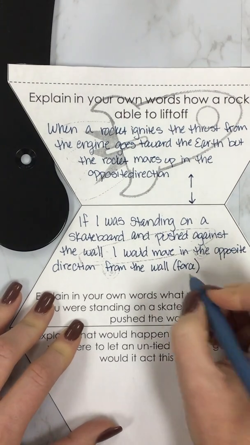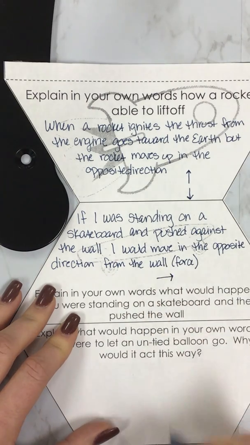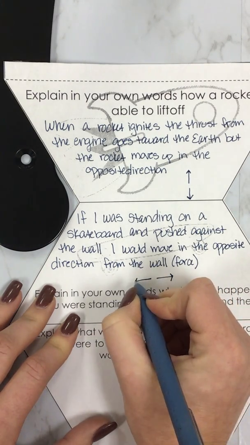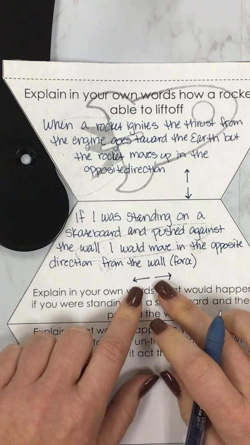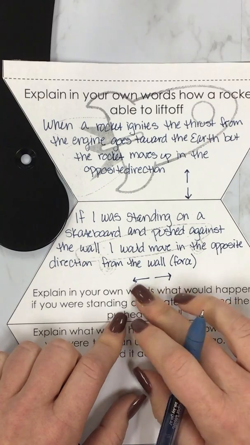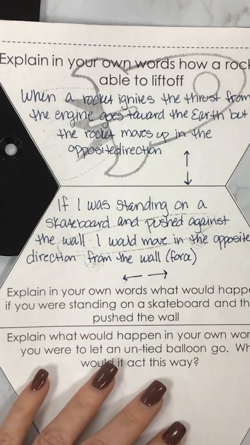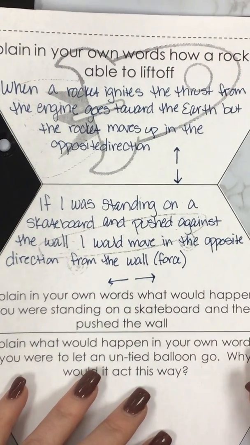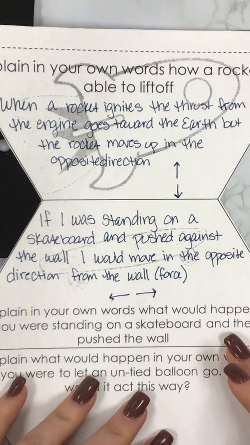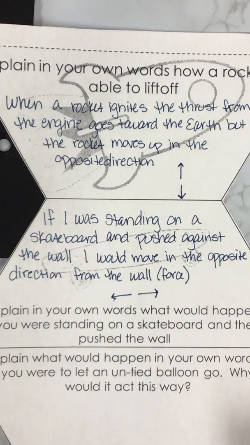So here's what this is going to look like. You are going to push off the wall, but your body is going to move the opposite direction. So again, we have another pair of forces, our action and our reaction. We push against the wall, but we move in the opposite direction from our force. So if you need to pause right here to catch up on either of these notes, go ahead and do that. If not, we are going to move on to our third and final example for Newton's third law of motion.